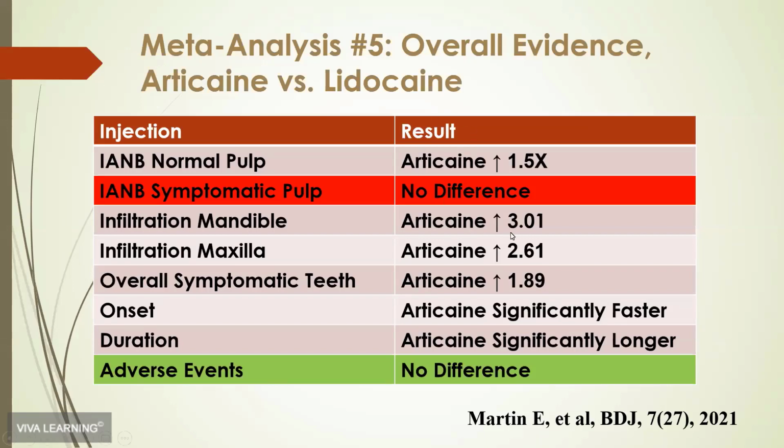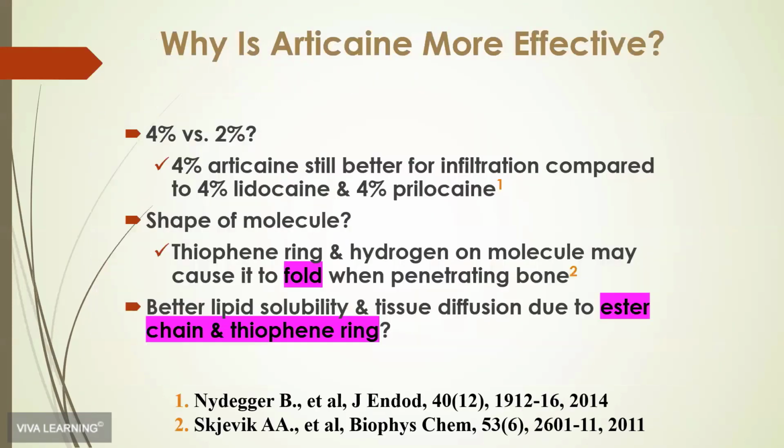There was a 3.01 times increased efficacy of articaine for an infiltration in the mandible, 2.61 for infiltration in the maxilla, and overall for symptomatic teeth, 1.89 times better. And then onset was significantly faster, duration significantly longer, and adverse events, no difference.